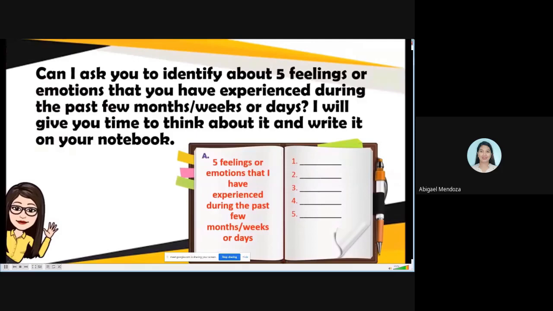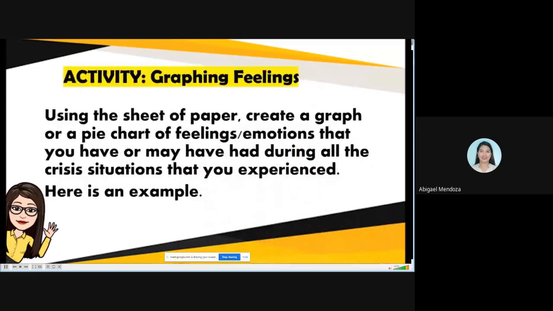Can I ask you to identify about 5 feelings or emotions that you have experienced during the past few months, weeks, or days? I will give you time to think about it and write it in your notebook. This is the format. Activity: graphing feelings.